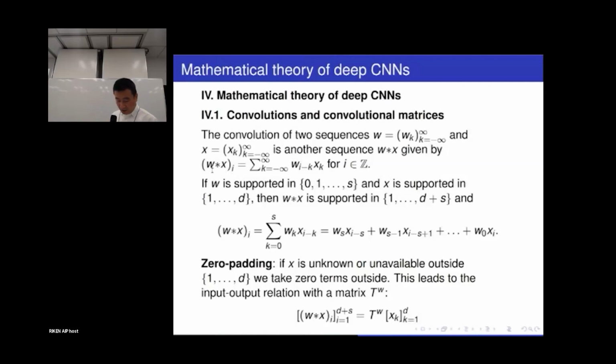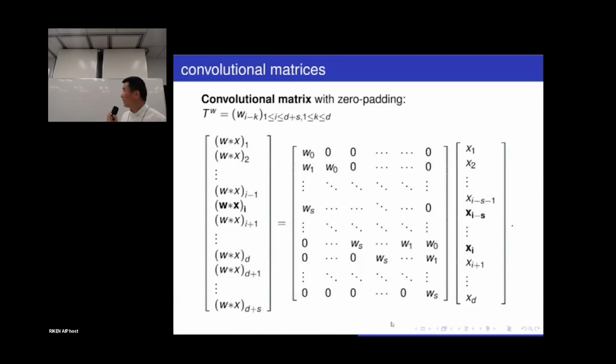So this expression actually gives us a connection matrix in deep CNNs. You notice that it's w_{i-k}, and so we know that the possibly non-zero entries of this convolved sequence are supported on the set 1, 2 until d plus s. So if we take all these possibly non-zero entries as the output, and the input x is x_k, k from 1 to d, output is i from 1 to d plus s, then the connection matrix T^W is a Toeplitz matrix, which is given by this nice structure.